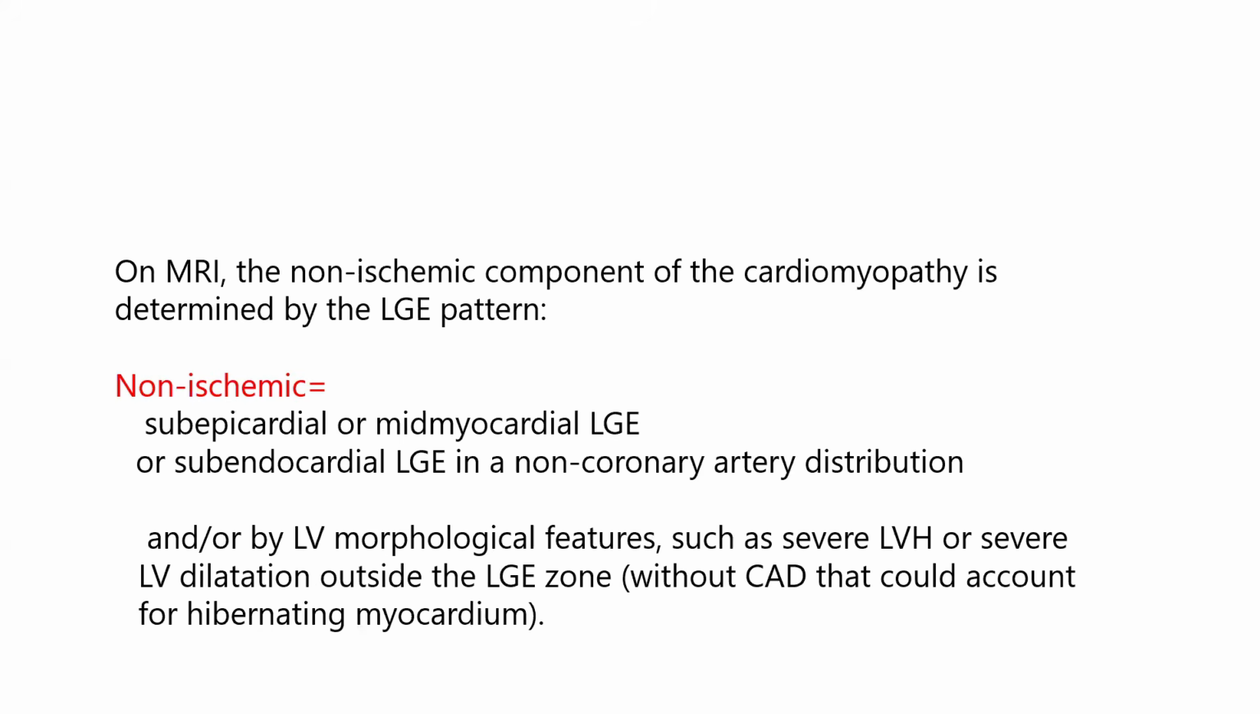And on MRI, how do we define the non-ischemic component of the cardiomyopathy? The first way is the LGE, late gadolinium enhancement pattern, if it is subepicardial or mid-myocardial, or if it is subendocardial but not in a coronary artery distribution. The other way of defining a non-ischemic pattern is by LV morphological features, such as having severe LVH or severe LV dilatation outside the LGE zone. Without CAD, that could account for hibernating myocardium.